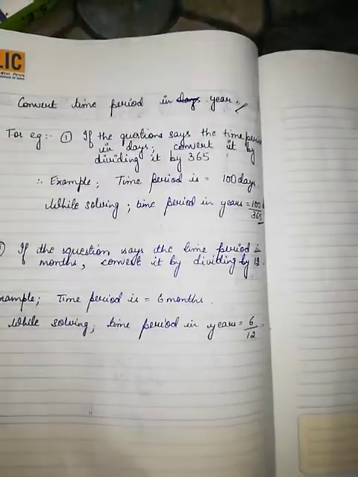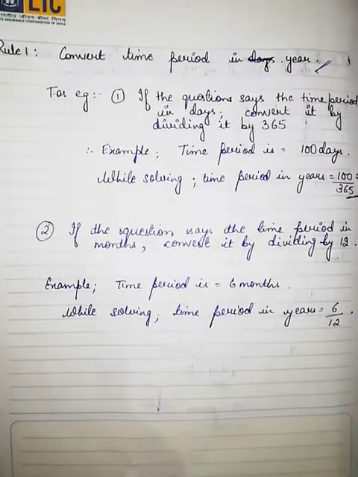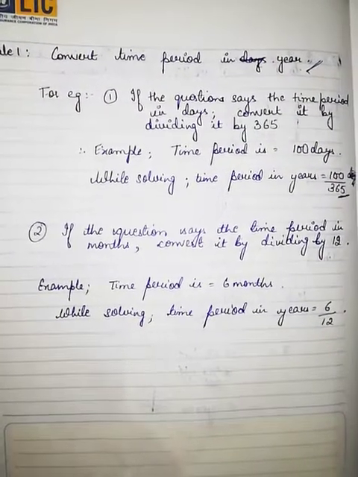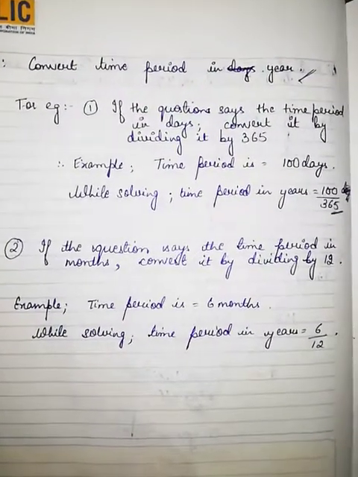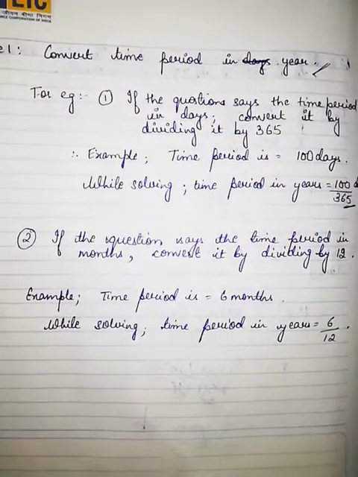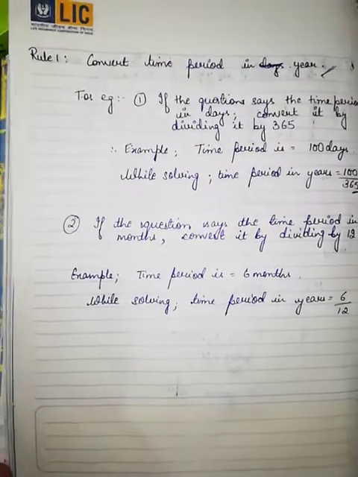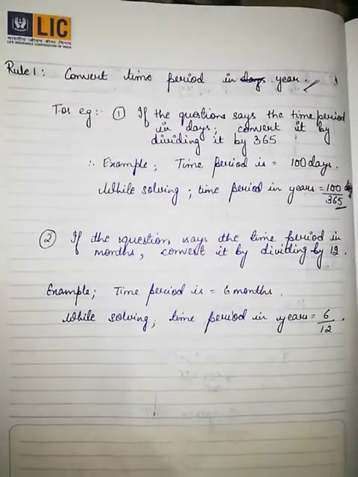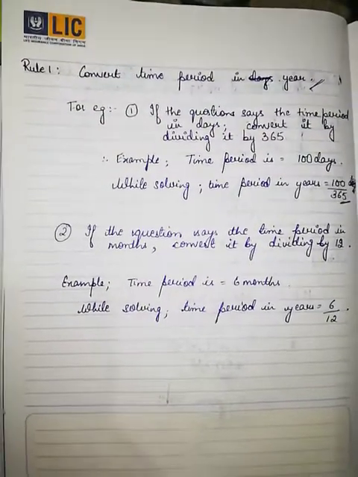Now always try to convert the time in year. And now if the time is mentioned in days and you want to convert it into a year, then we have to divide it by 365. And in some special cases, if it is a leap year, it will be mentioned in the question and you have to take 366 days. Let's take an example. If the total time period in the question is 100 days, and if you want to convert it into year, we will divide it by 365.